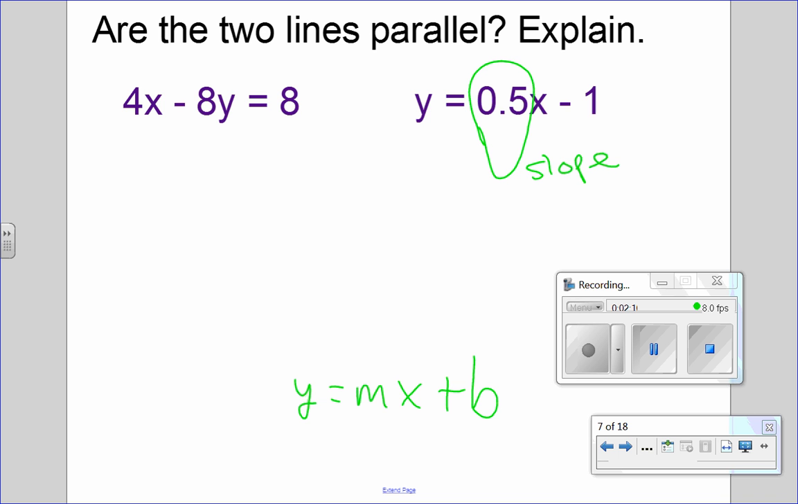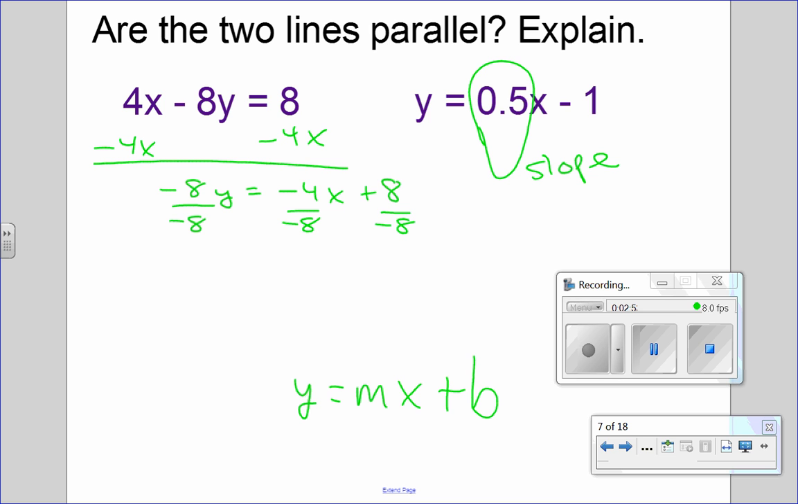So what we're going to do is solve this one for y, get y by itself, and see if it also has a 1/2 or a 0.5 for its slope. Normally you can solve for y in two steps. So what's step one? Subtract what? Good job. Jose is a scholar today. So that gives me negative 8y equals negative 4x plus 8. One last step, and we will be solved for y. Anthony? Divide by negative. Yeah, divide everybody by negative 8.